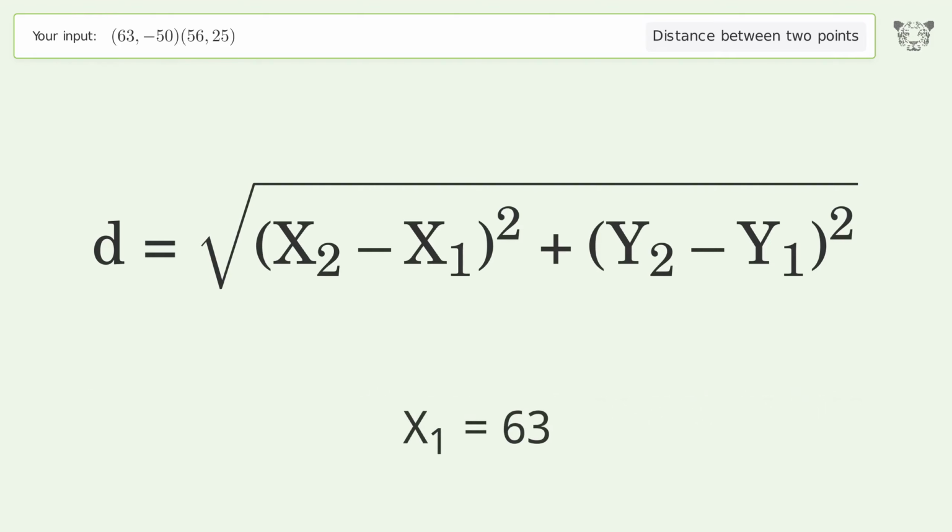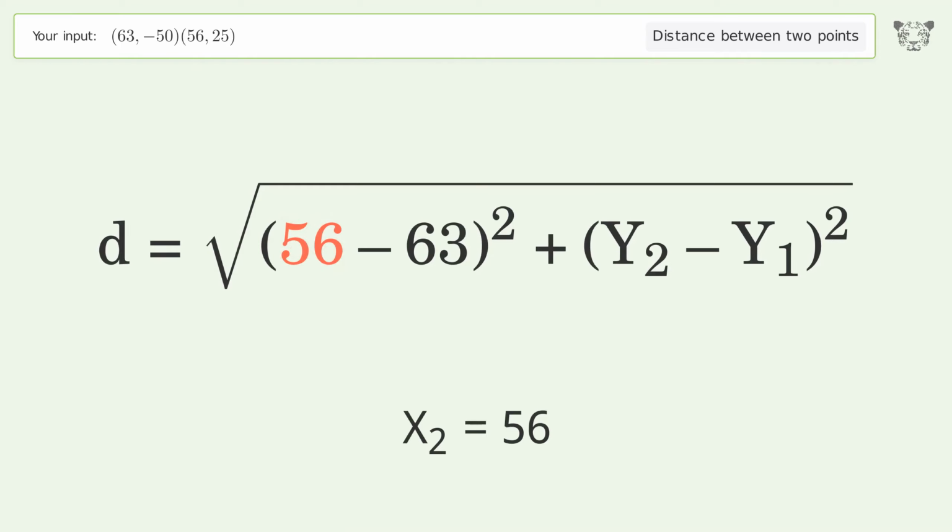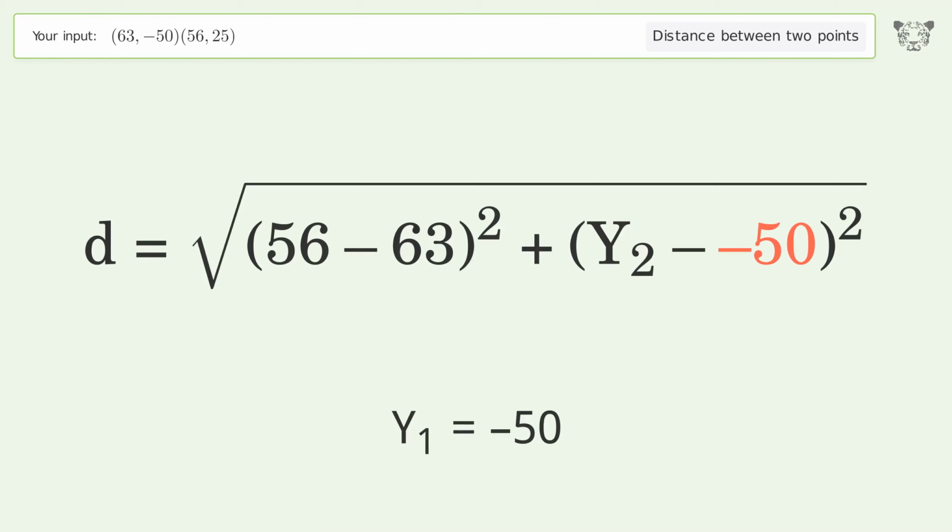x1 equals 63. x2 equals 56. y1 equals -50. y2 equals 25.